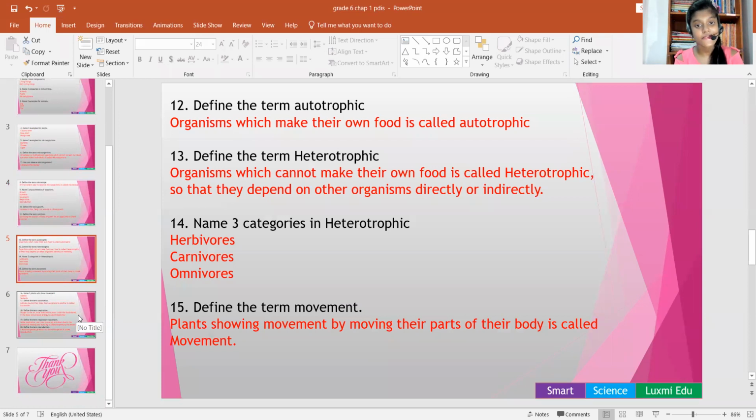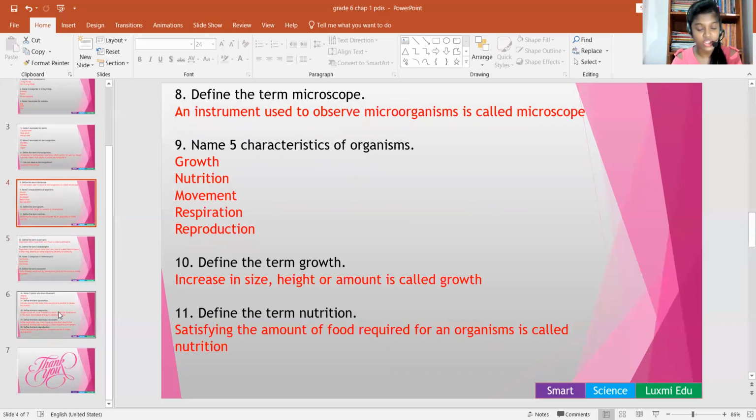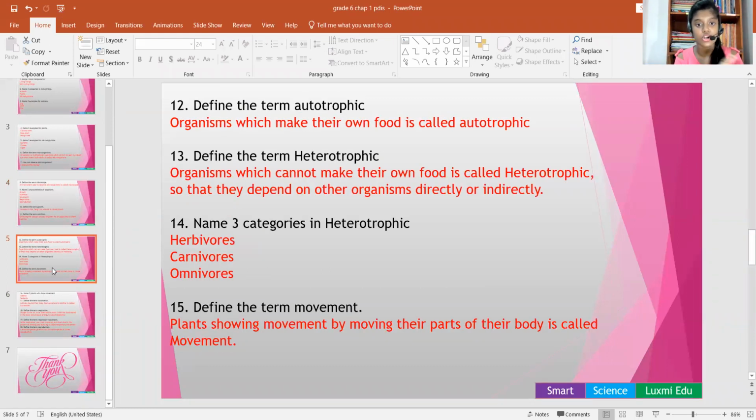12th one, define the term autotrophic. Okay, first of all, we discussed what is the meaning of growth and what is the meaning of nutrition. Now, nutrition is divided into autotrophic and heterotrophic. If you see my previous video, I have uploaded this. You can study and do this discussion. So define the term autotrophic. Autotrophic means the organisms which can produce their own food.